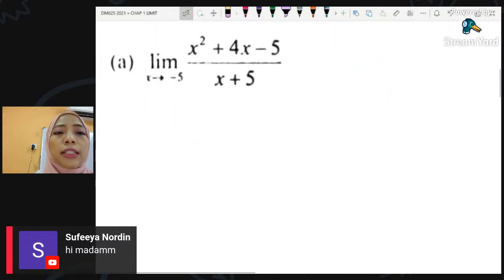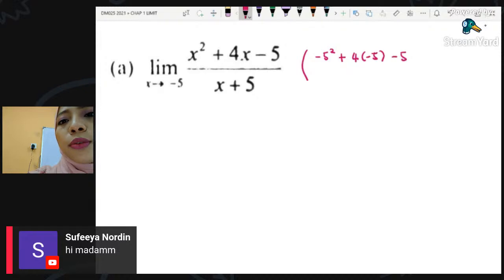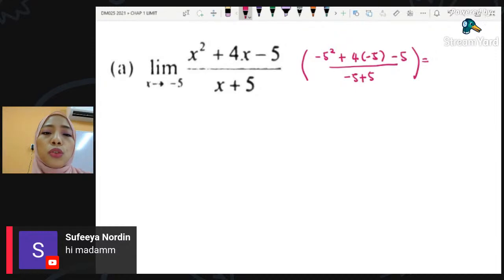Okay, so now I will continue. If you straight away plug in the values, negative 5 squared plus 5 times negative 5 minus 5, over negative 5 plus 5, will lead you to 0 over 0. So this is not what we want. But the first attempt, you must try to substitute. Otherwise, let's say you have 3 over 2, that's the final answer. You don't need to factorize. So you have to check whether the function gives you an indeterminate form, 0 over 0.